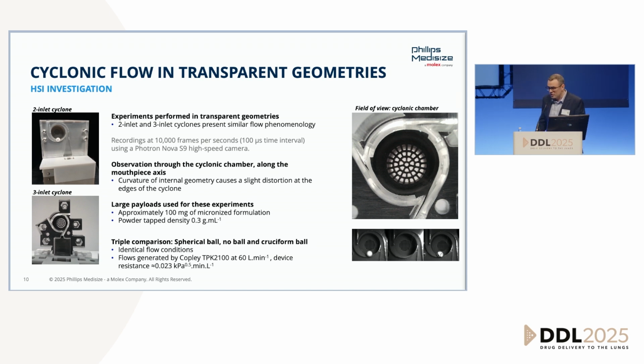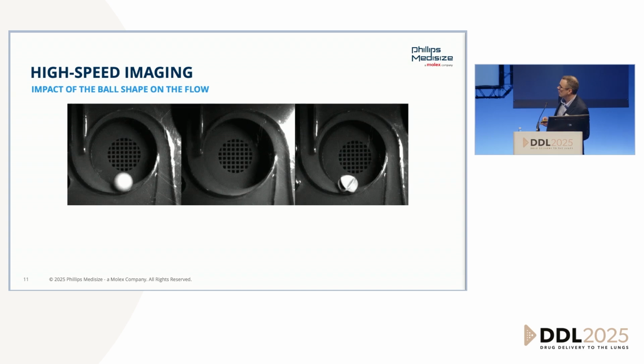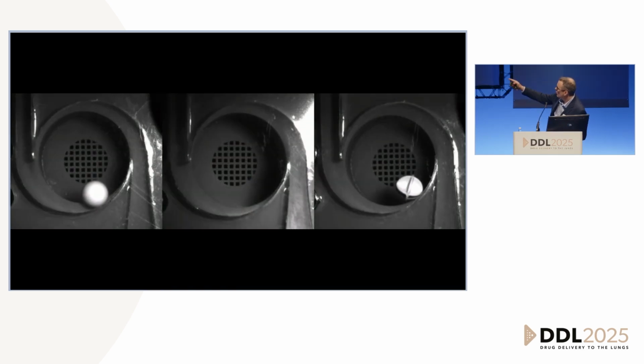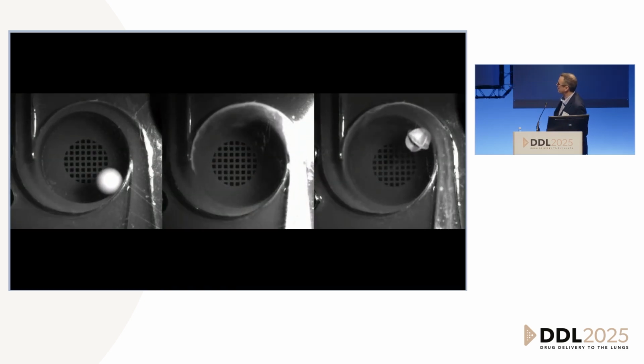We've tested 2 prototype geometries that you will see on the left, a 2-inlet cyclone and a 3-inlet cyclone. Both have a transparent lower part, which means that you will observe the flow through the cyclonic chamber in the same direction as the mouthpiece. We've used 100 milligrams of a macronase formulation, a cohesive formulation, and we've tested 3 different configurations: a spherical ball, no ball, and a cruciform ball.